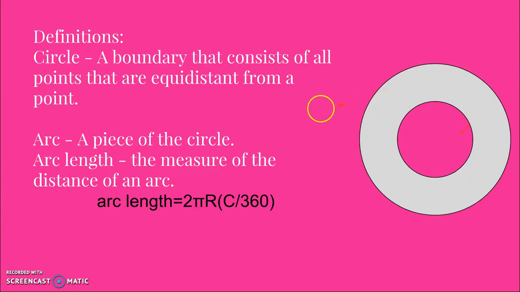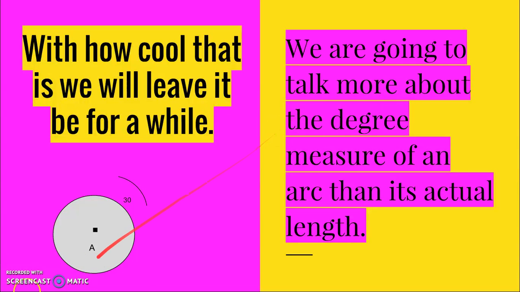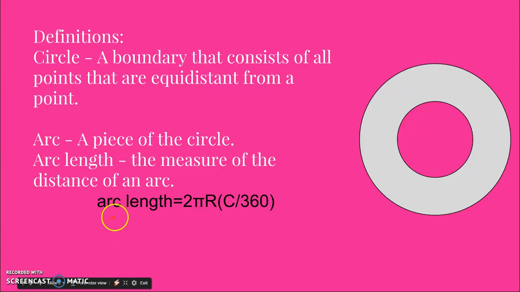Alright, and then the arc is a piece of the circle. So that's just like from here to here, and we'll have some better examples of it later on in the slides. But just so you have what's going on, alright? Then we'll go back here and take a look at it.